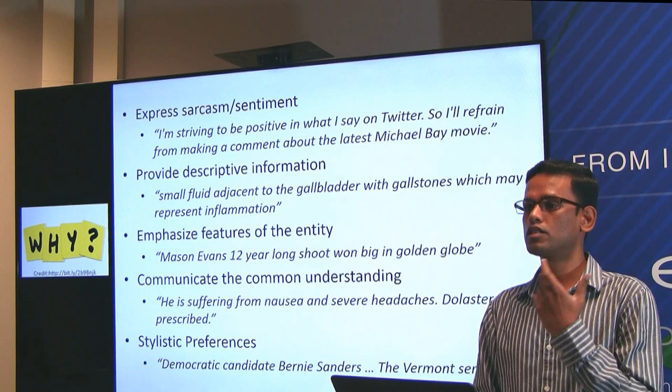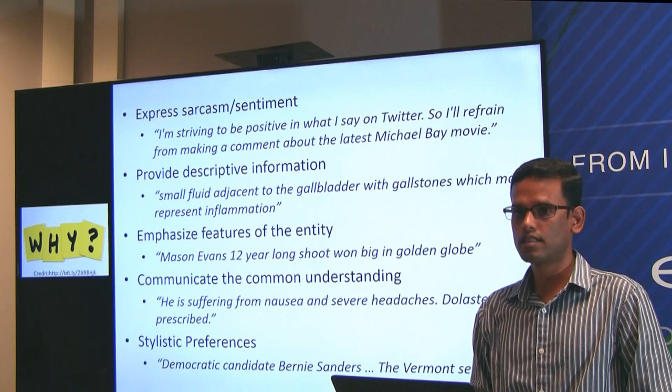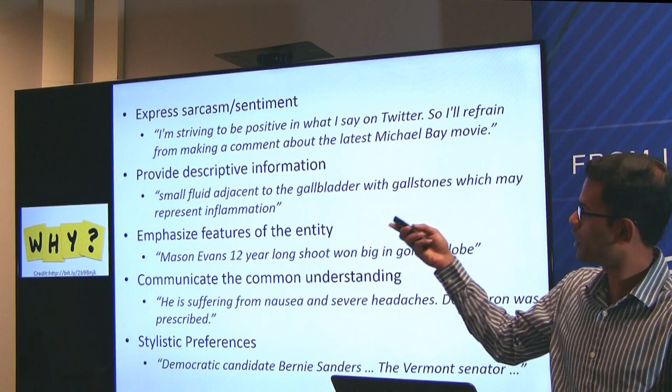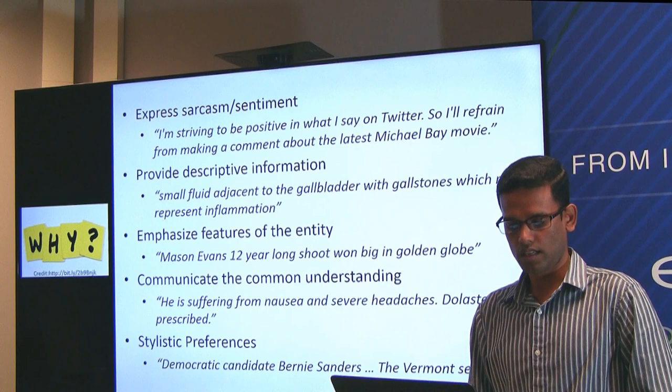If you just specify the entity names, you are not giving enough information for the medical professional. Like in this example here, the actual condition is called cholecystitis, and that means you have inflammation in your gallbladder. But here it says fluid adjacent to the gallbladder with gallstones, which may represent the inflammation. So this actually gives you a cause. If you just say it's cholecystitis, you are not giving enough information about what could have caused the clinical condition.